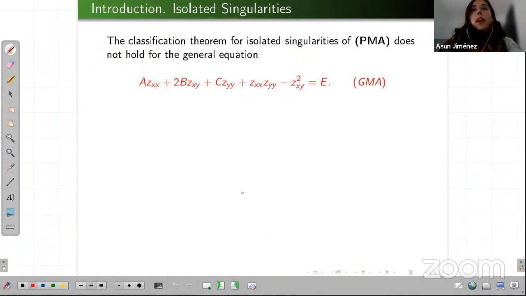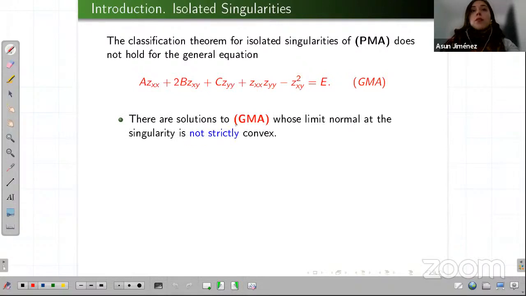So what to expect in our case? Recall that in our case, the Monge-Ampère equation is more general and more complicated, since it has this quasi-linear part and also this determinant of the Hessian. But in our case, these A, B, and C are not zero. The point is that for this more general homogeneous equation, this kind of result is not true in general, because we know there are solutions whose limit normal at the singularity, or in the same way the limit tangent cone at the singularity, is convex, but not strictly convex. So this condition of strictly convex does not hold.